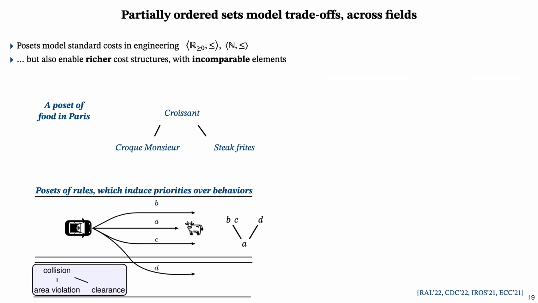On a more serious note, when you want to design a motion planner for autonomous driving, you might say that you want to order rules of the road or metrics for trajectories. In this way, for instance, you care about collision energy. That's the most important thing.